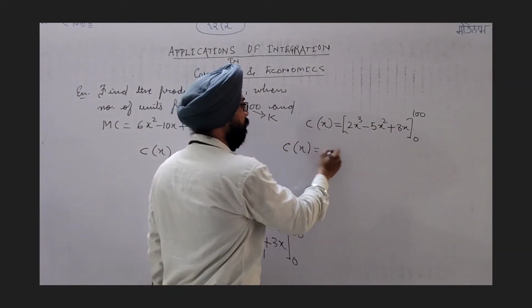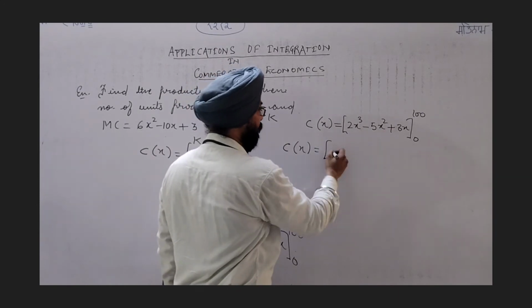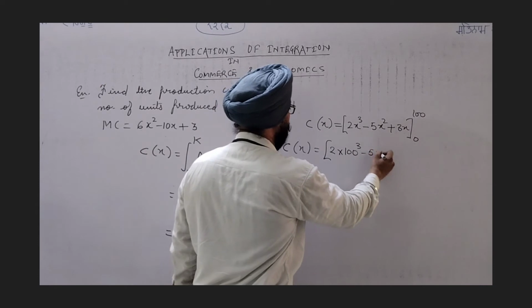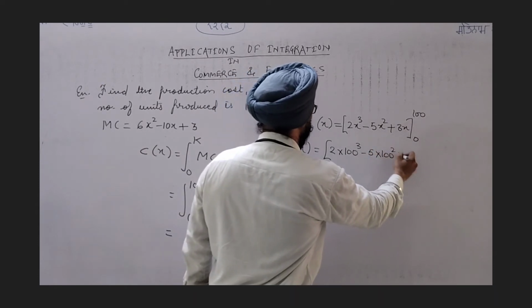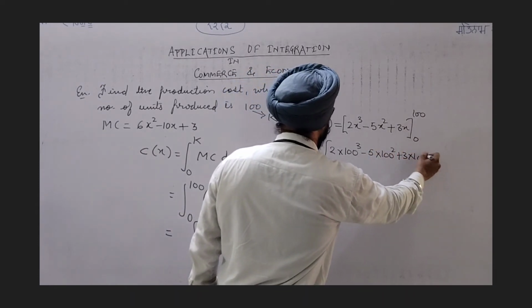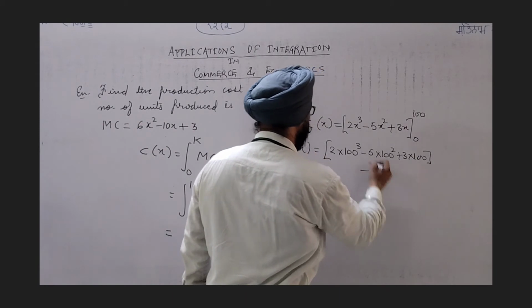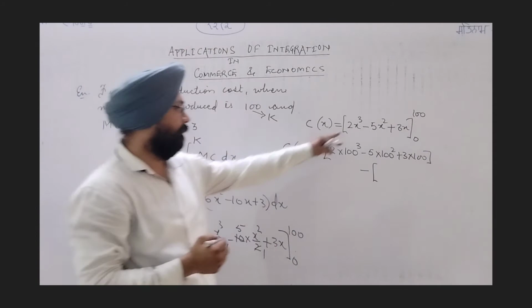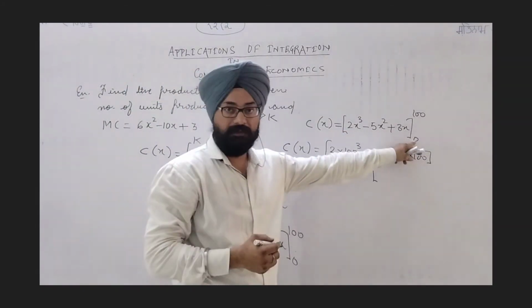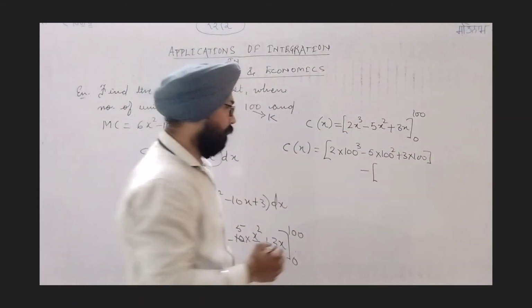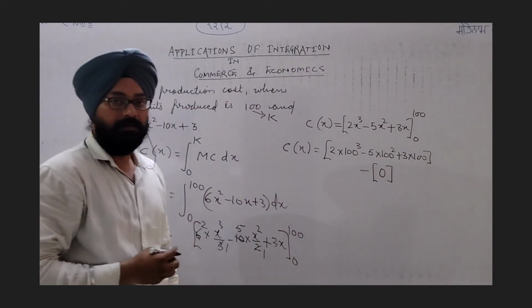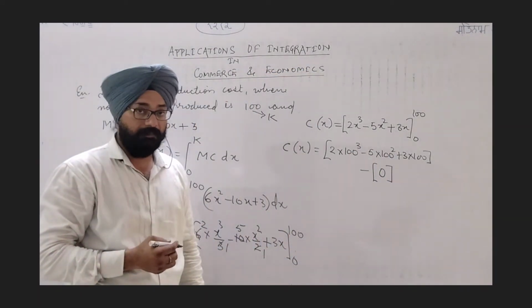Here we substitute x by the upper limit: 2 into 100 cube minus 5 into 100 square plus 3 into 100. And the subtraction of the lower limit value will be 0. The reason is that in each term it's x, and the value we need to substitute is 0. So that's why we simply write 0. That is the advantage I was talking about.